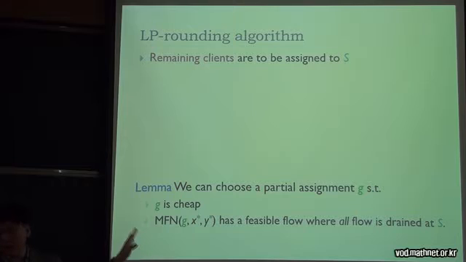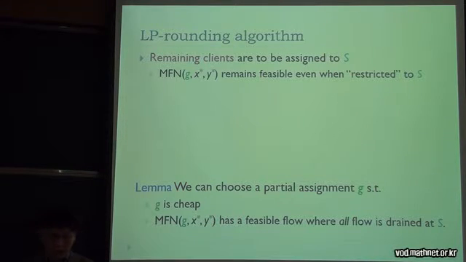So remember that this is all about the last step of the algorithm, where we assign the remaining clients to the facilities that have small opening. Now, one thing I would like to observe is that the multi-commodity flow network, even when we restrict ourselves to the facilities with small opening, will still be feasible, because all the flow is going to be drained at the facilities with small opening. So we can, in some sense, ignore the facilities that have a large opening or the nearly integral facilities, because these are not going to matter. These are not going to serve as a sink of a flow. So we can omit that from the instance, sort of.